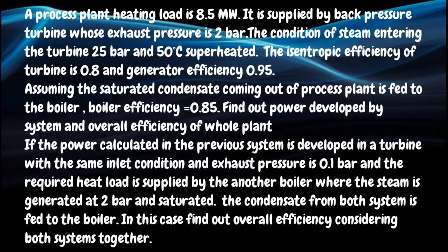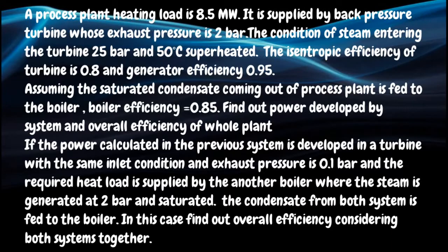A process plant heating load is 8.5 megawatt. It is supplied by a back pressure turbine whose exhaust pressure is 2 bar. The condition of the steam entering the turbine is 25 bar and 50 degrees Celsius superheat. The isentropic efficiency of the turbine is 0.8 and the generator efficiency is 0.95. Assume the saturated condensate coming out of the process plant is fed to the boiler. Assuming the boiler efficiency is 0.85, find the power developed by the system and the overall efficiency of the whole plant.